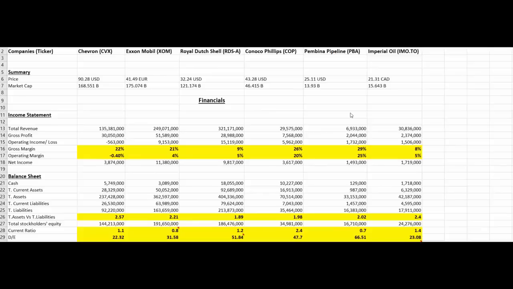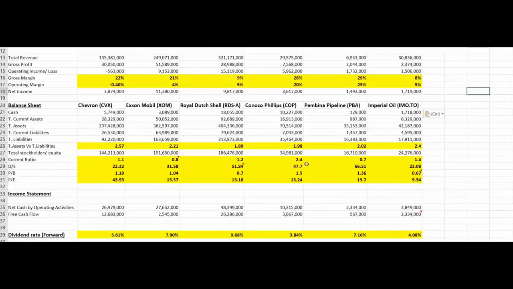But let's go further and see if it's really worth it. The net income is 3.8 billion for Chevron, ExxonMobil 11.38 billion, Royal Dutch 9.8 billion, ConocoPhillips 3.6 billion, Pembina 1.4 billion, and Imperial Oil 1.71 billion.